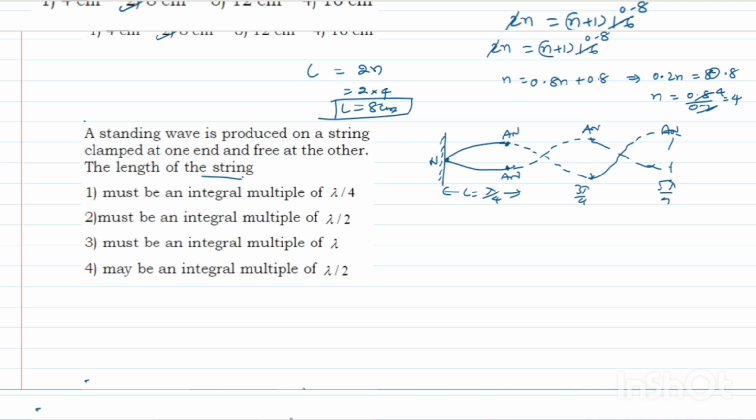So it will be 1 lambda by 4, then 3 times lambda by 4, and 5 times lambda by 4. So you can take lambda by 4, 3 lambda by 4, 5 lambda by 4, 7 lambda by 4, like that. So it is an integral multiple of lambda by 4 that we will get. This is the correct answer.